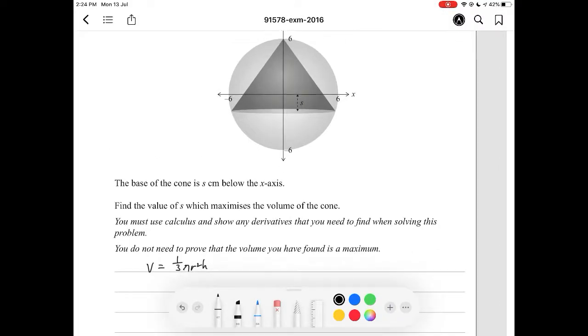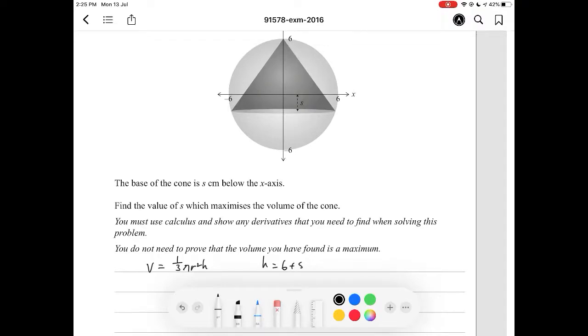Alright, so first things first, we can already see what our h value is. Our h value is this straight line here. We know that the radius of the sphere is 6, so this length is 6 plus s. Therefore our height is equal to 6 plus s.